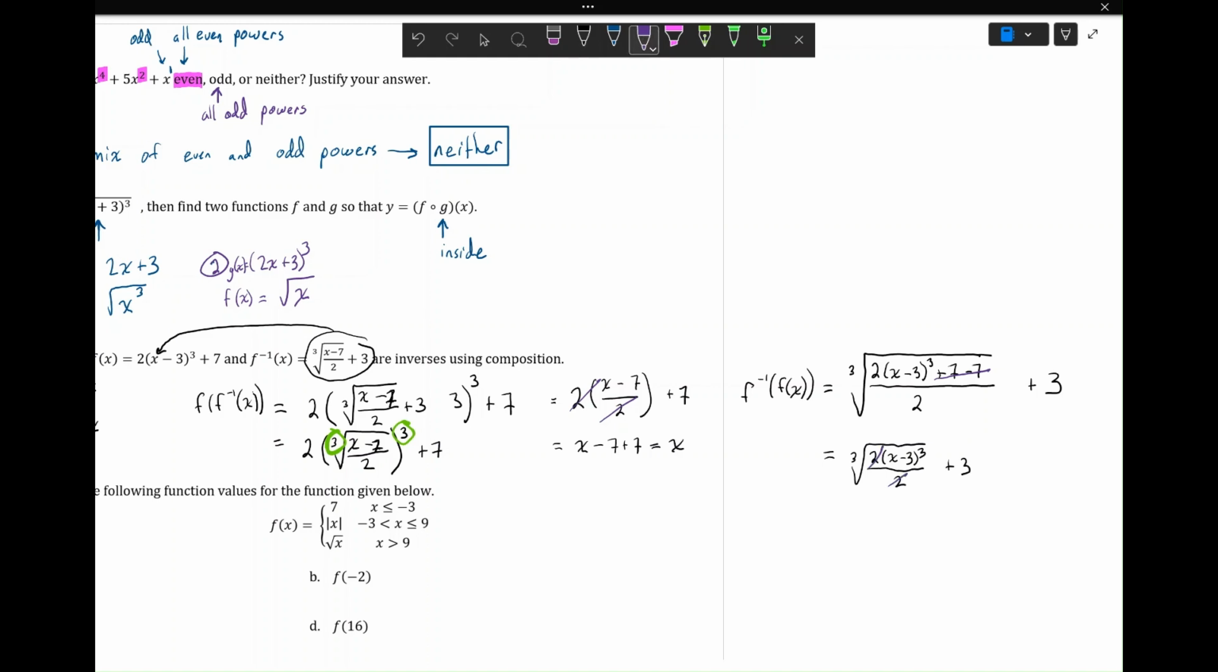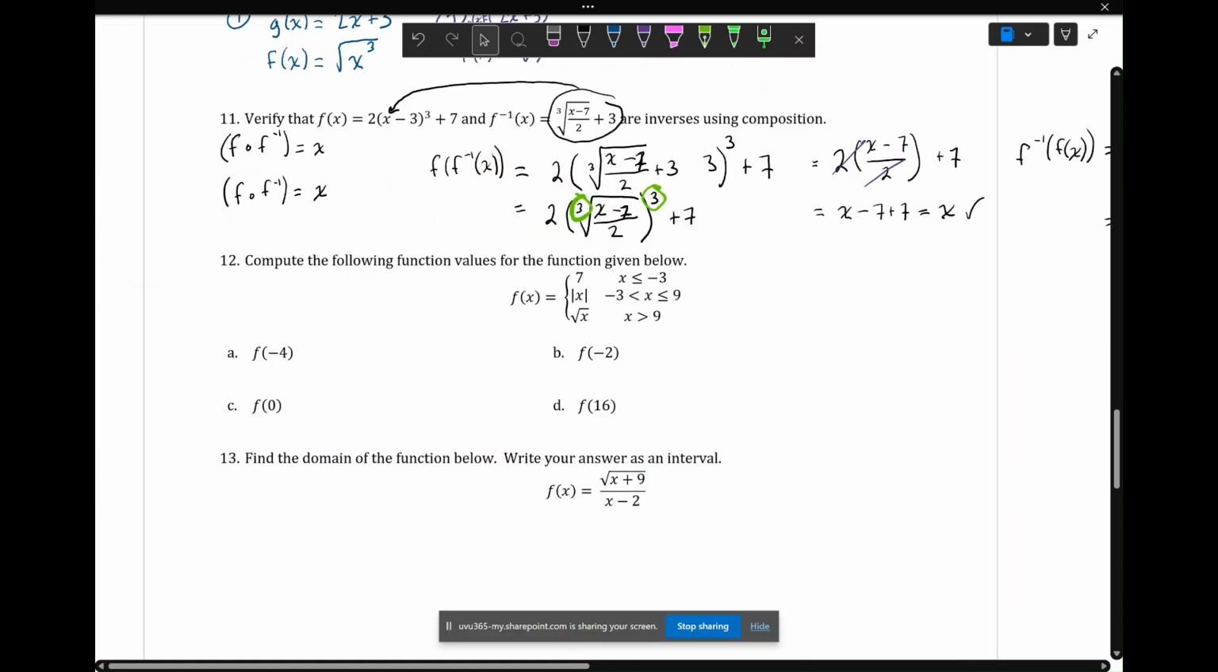These 2's divide out. So I get the cube root of x minus 3 cubed, plus 3. That cube root undoes the cube. So I get x minus 3 plus 3, which equals x. So since I got an x in both directions, I have confirmed those are inverses. I have to do both for a full confirmation.